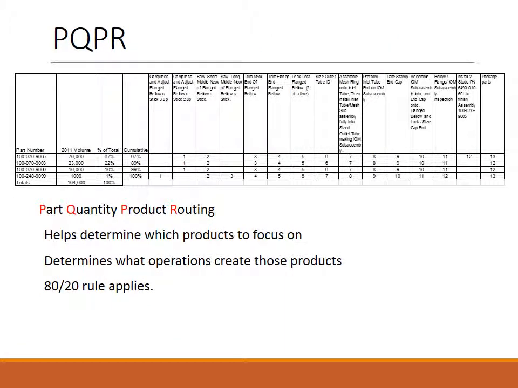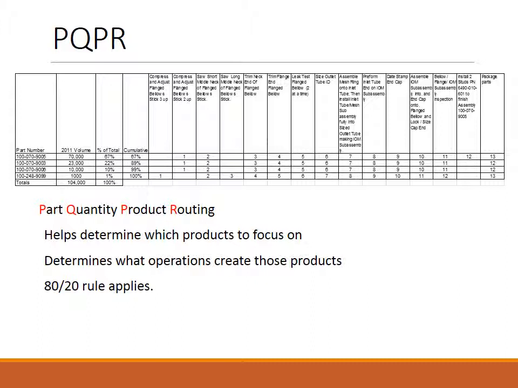So as mentioned from the previous slides, step 1 and 2 were identify the area for improvement and identify some goals for the improvement. Those kind of speak for themselves, so in the name of time, we're going to skip over those. Step number 3 was determine the products and their volumes that run through the area. And we do this by using what's called a PQPR, part quantity product routing. And this determines which products to help you focus on your area for improvement. It also determines what operations create those specific products.